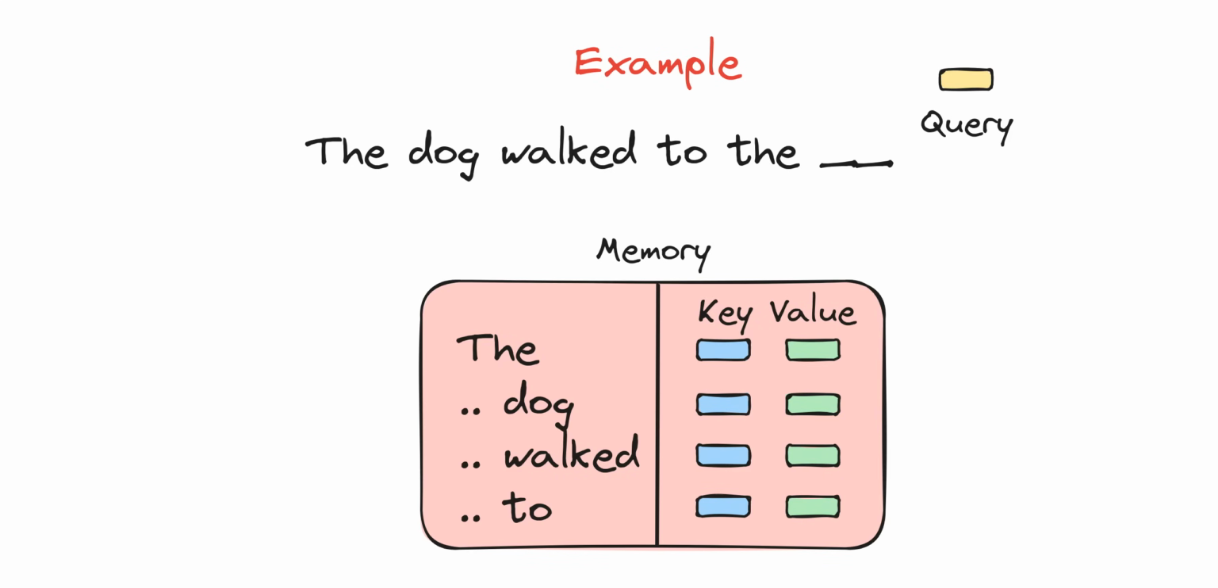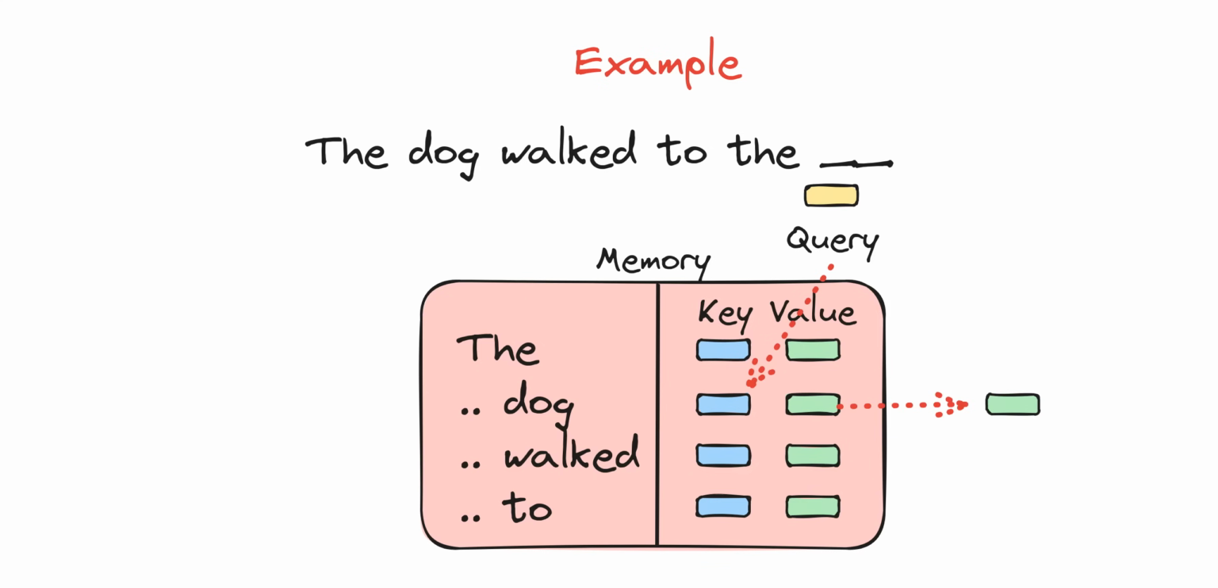As an example, let's return to our simple sentence. We're going to have the words, the dog walked to the blank, and we're going to want to use that history to predict the next word. To do that, we're going to need 3 different pieces of information. We'll have one vector known as the query, which has looked at the whole sentence so far. Additionally, we'll have a lookup table, which has a key and a value for each previous position.